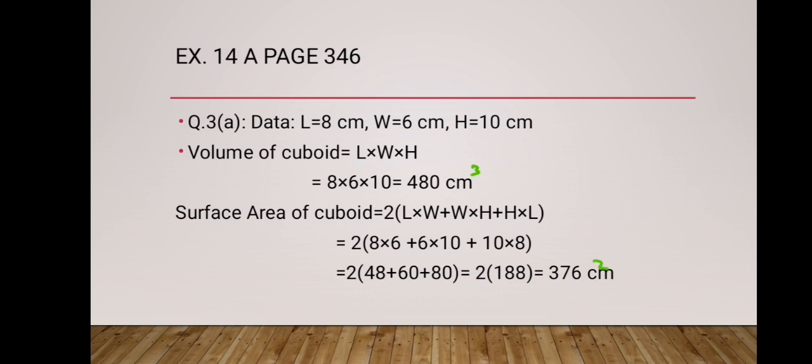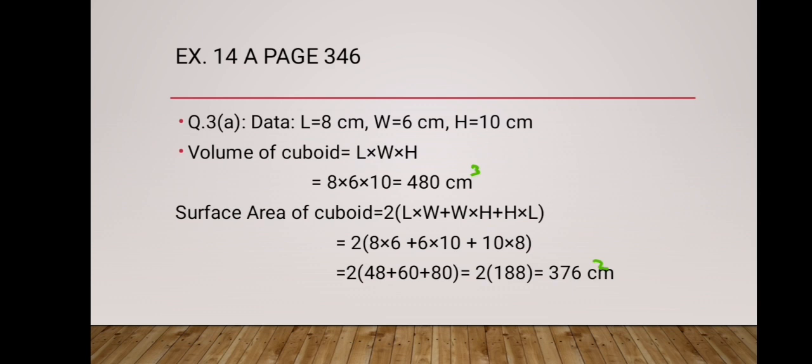Now if we have to work out the surface area of the cuboid, once again you need to recall, and you also have to memorize this formula, and that is the surface area of a cuboid is 2 times length cross width plus width cross height plus height cross length. Now in the next step, as we already have all the 3 values, we will substitute these values in this given formula. 8 multiplied by 6 plus 6 multiplied by 10 plus 10 multiplied by 8, and 2 is there outside the bracket. So first of all, we have to simplify whatever is there within the bracket.